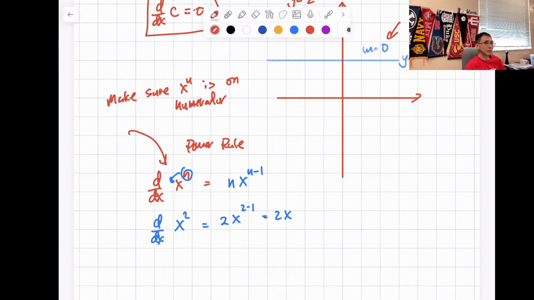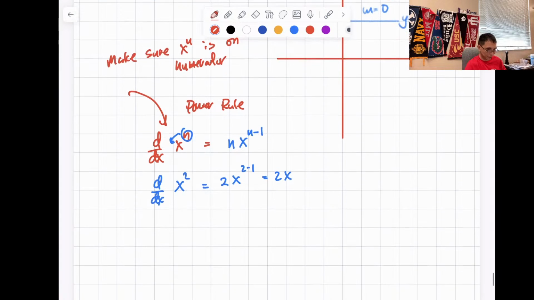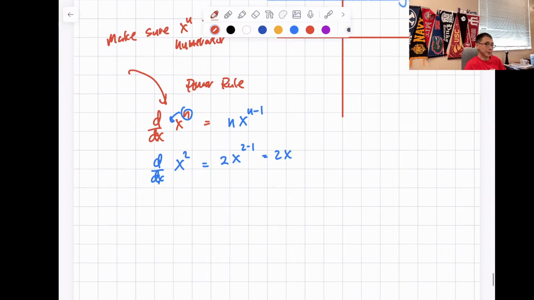But does it apply to only derivatives, or just all x? Only the derivative of a function. Does it work if it was a negative exponent? Oh yeah, of course. You can do it with a negative exponent. We're going to talk about that.